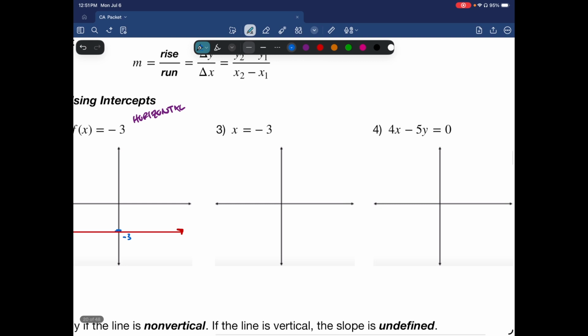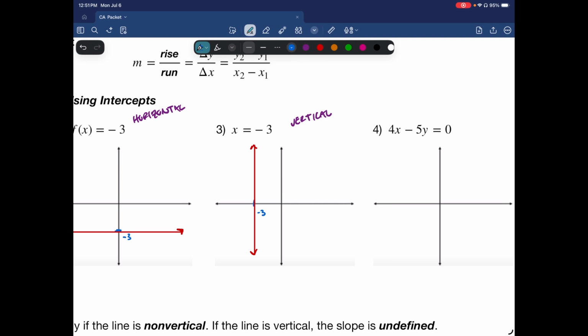So f of x equals a number, y equals a number, that's your equation. If x equals a number, it doesn't matter what y is, what you plug in for y, x is always negative 3. So let's say negative 3 is right here, and no matter what y is, x is always negative 3. So you end up with a vertical line. Okay, so this is vertical. And it's always x equals a number for your equation.